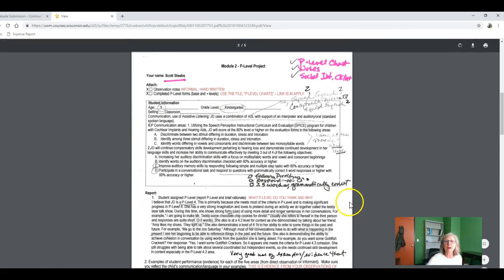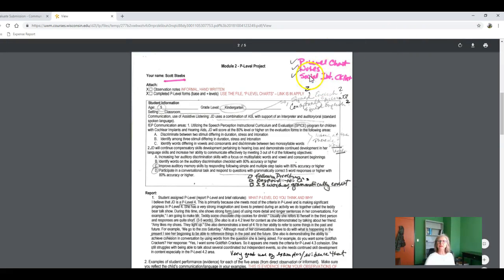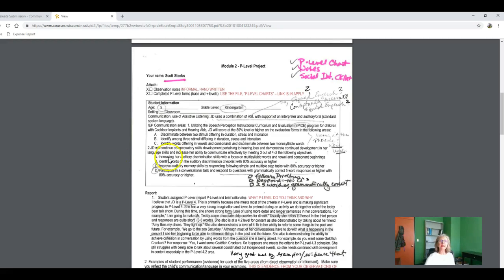And I have your cover sheet or your worksheet right here so that I can kind of go off of that. So everything was included that needed to be included. I thought that was a really nice summary of some of the communication, listening, and spoken language things that the student is working on through her IEP.